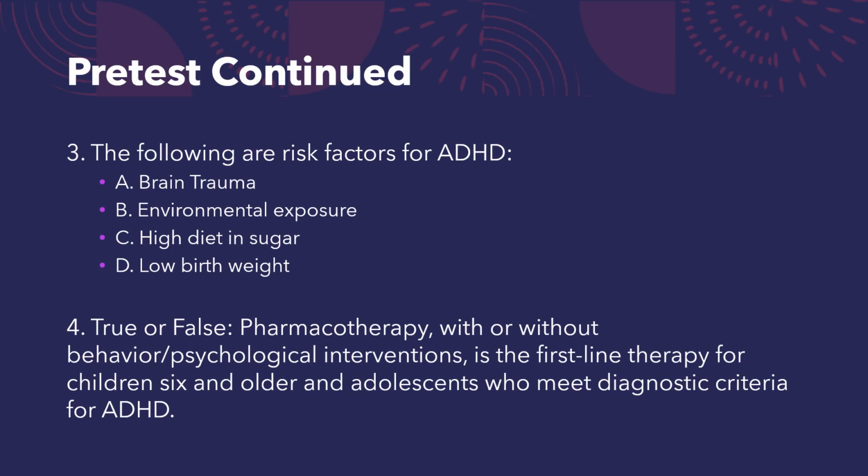Pretest continued. Number 3, the following are risk factors for ADHD: A, brain trauma, B, environmental exposure, C, high diet and sugar, or D, low birth weight. Number 4, true or false? Pharmacotherapy with or without behavior or psychological interventions is the first line therapy for children 6 and older and adolescents who meet diagnostic criteria for ADHD.